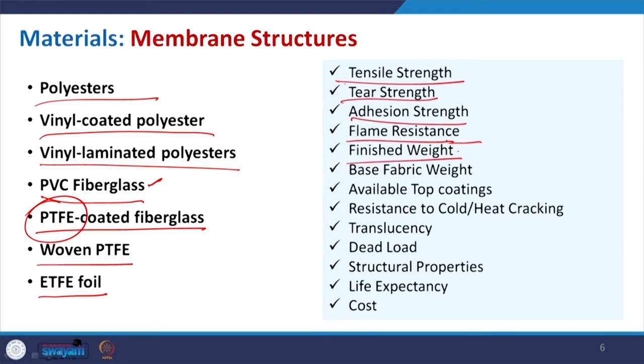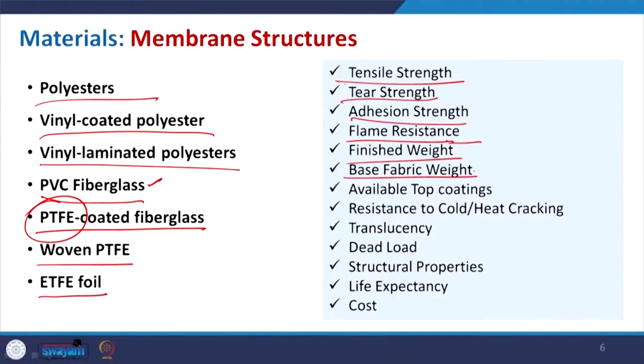Now the weight is very important. If you use only the mesh cloth, or mesh cloth and then the structural coating, the finished weight, which is the self weight of the membrane, also needs to be considered. Because we are not giving much support, it should not be too heavy, otherwise it will sag and not give a satisfactory result. Then the base fabric weight is where you don't add any coat, and it is the weight per square feet or something like that in the unit.